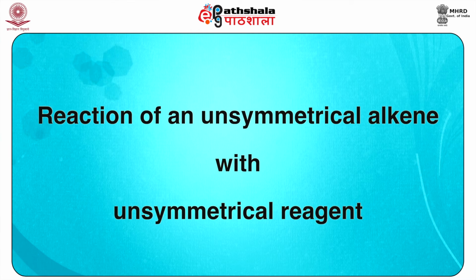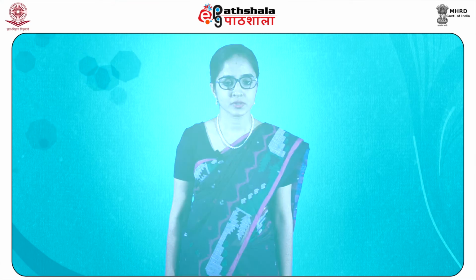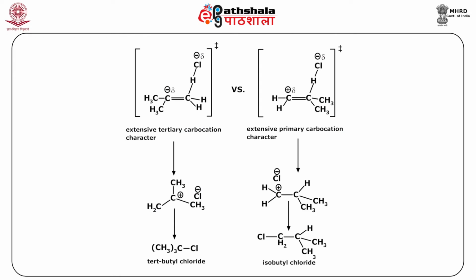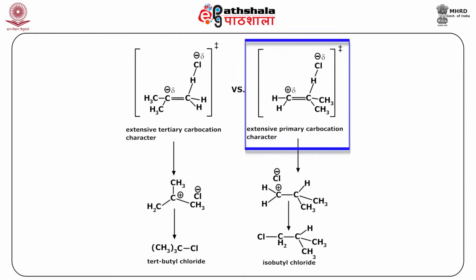Now, the fifth example is a reaction of an unsymmetrical alkene with an unsymmetrical reagent. The reaction of isobutene with hydrogen chloride could generate either or both of the two products, that is tertiary butyl chloride or isobutyl chloride. Now, the products formed are determined by the outcome of a competition between two distinct transition states. One of the transition states has a tertiary carbocation character and the other transition state has a primary carbocation character.